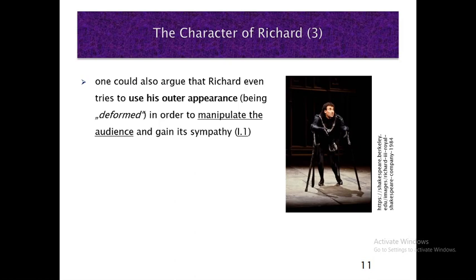One could also say that Richard tries to manipulate us and the audience by making use of his outer appearance. Right at the beginning, he himself mentions that he's deformed. And if you look at that picture, this is taken from one of the stagings of the play. If you look at that, and if he refers to it at the beginning of the play, this, I think, could be interpreted as an attempt to manipulate us, the reader, the audience, and to gain our sympathy.